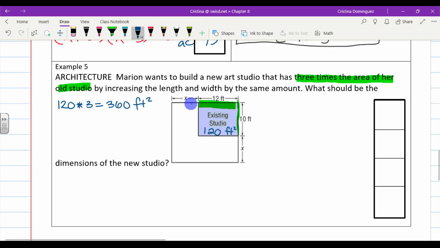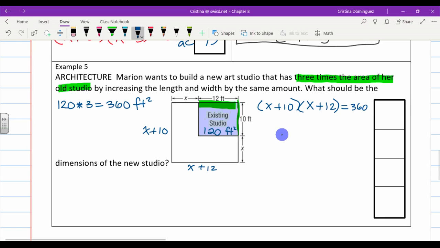On the top, we have x, and we have 12 feet. So in algebra, how do we say and? Good. That's x plus 12. And if this side is x plus 12, what is the vertical side? Good. X plus 10. Beautiful. So that's what we're going to do. Let's set up our equation. We're going to multiply, because that's how we get the area. We're going to multiply x plus 10 times x plus 12, and that has to equal 360.